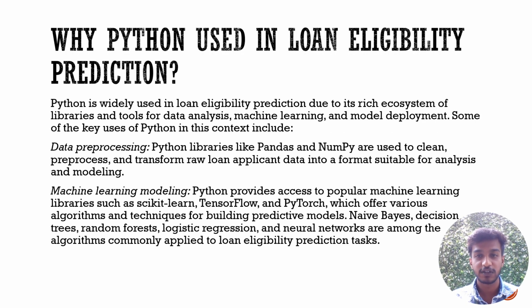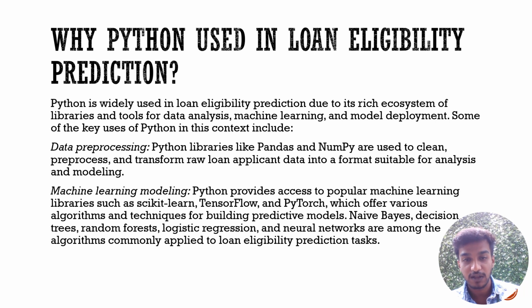Why is Python code used in loan eligibility prediction? Python is widely used in loan eligibility prediction due to its rich ecosystem of libraries and tools for data analysis, machine learning, and model deployment. Some key uses of Python in this context include data processing. Python libraries like Pandas and NumPy are used to clean, preprocess, and transform the raw loan applicant data into a format suitable for analysis and modeling.